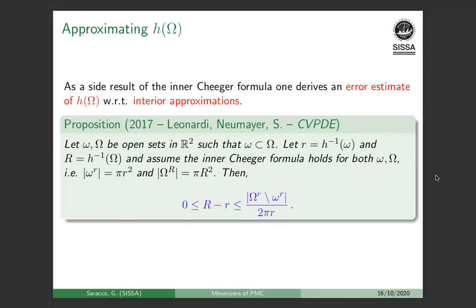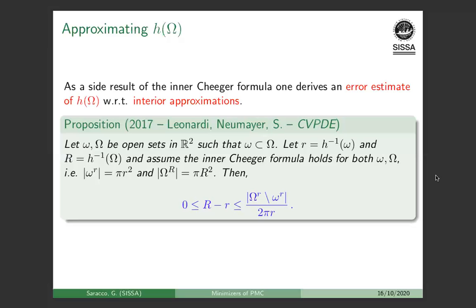So suppose you have two open sets, one contained in the other, so small omega contained in big omega. And suppose that the inner Cheeger formula holds for both, and call small r, every time I say small it is related to small omega, and big R is related to big omega. Well, what you can prove is that the difference of the inverse of the Cheeger constant, so the inverse of the Cheeger constant corresponding to small omega minus the inverse of the Cheeger constant corresponding to big omega, is bounded from below by 0.